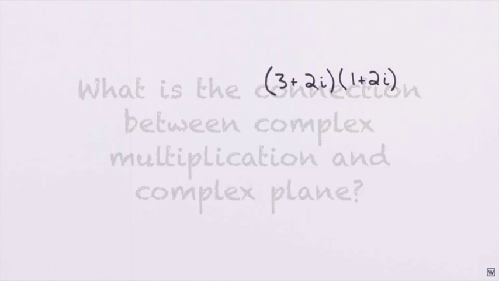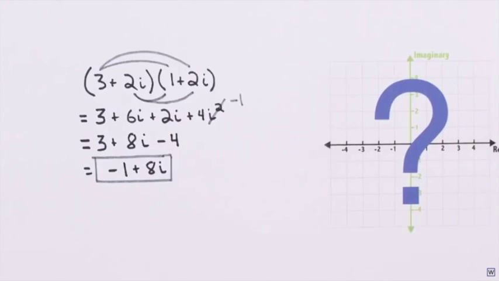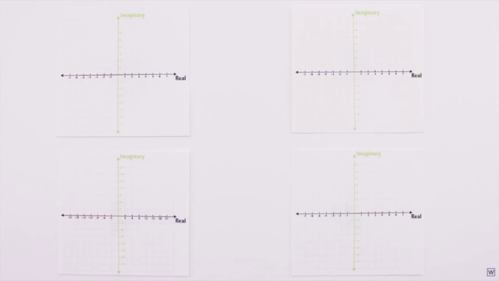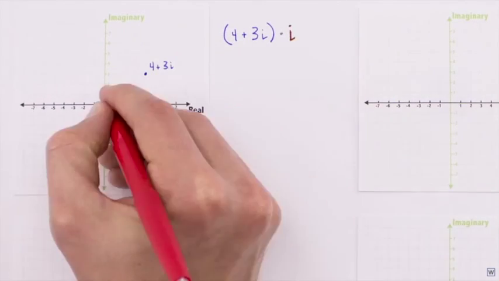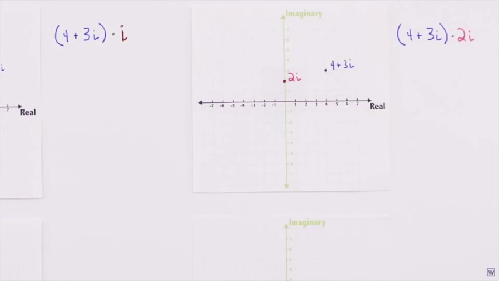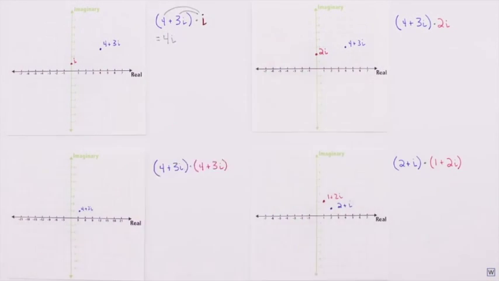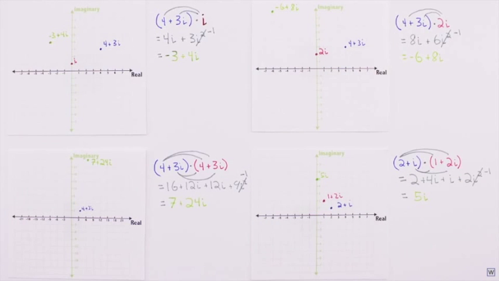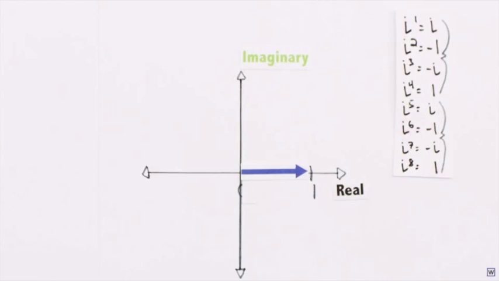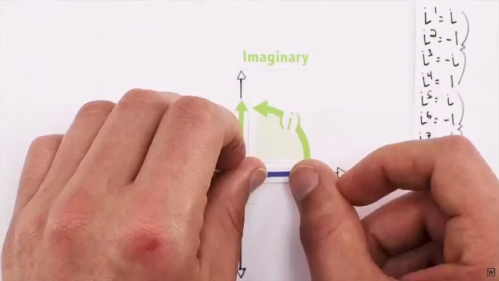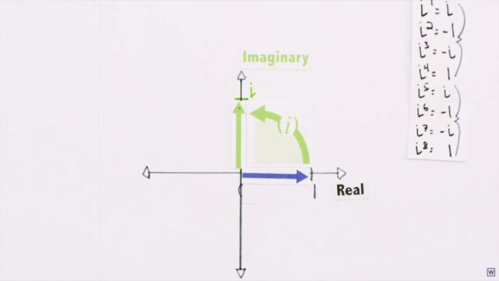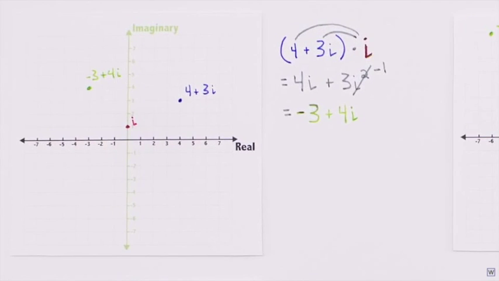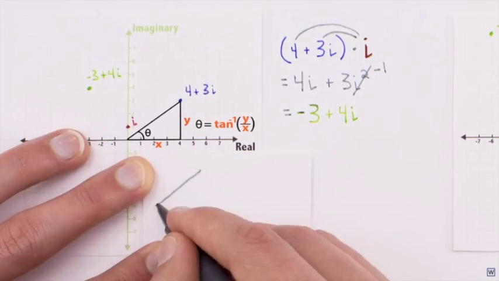What is the connection between complex multiplication and the complex plane? To see it, we are going to see 4 examples. For each one, we plot the numbers that we are multiplying together, compute the result algebraically, and plot it. Now, we have to search for patterns. We have to keep track of the angle of each complex number with the real axis by determining our angle using the arc-tangent function.